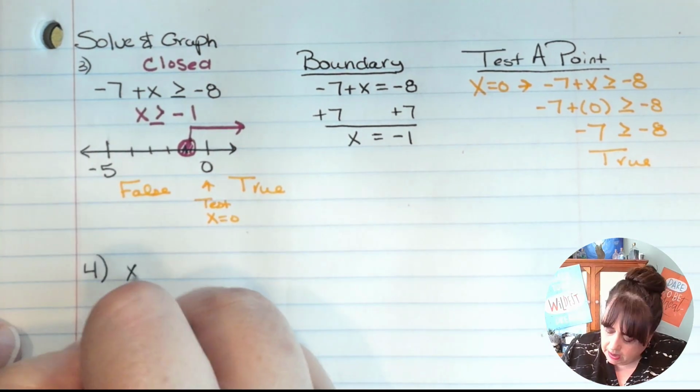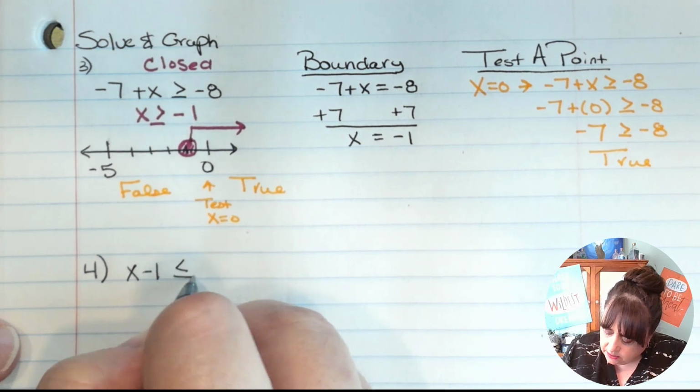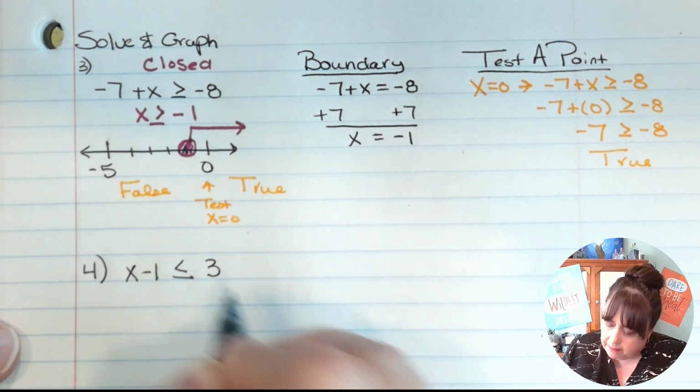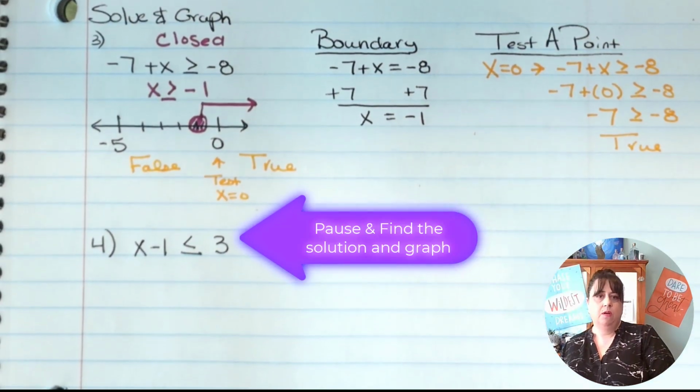Number 4, x minus 1 is less than or equal to 3. I want you to try this one on your own and then come on back.